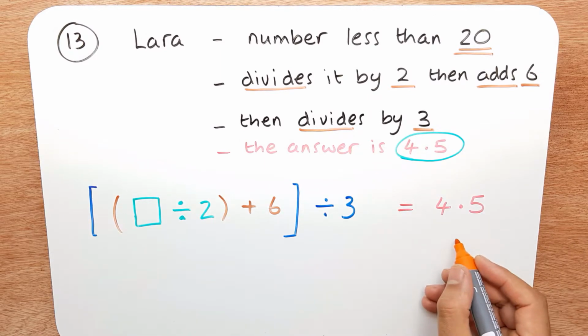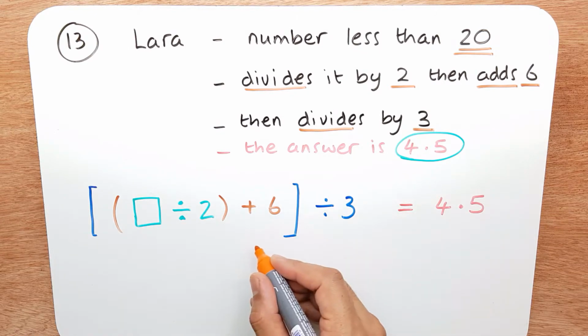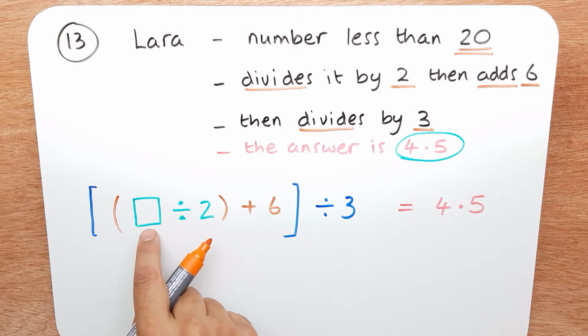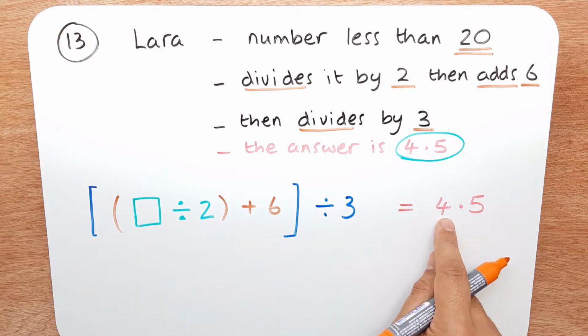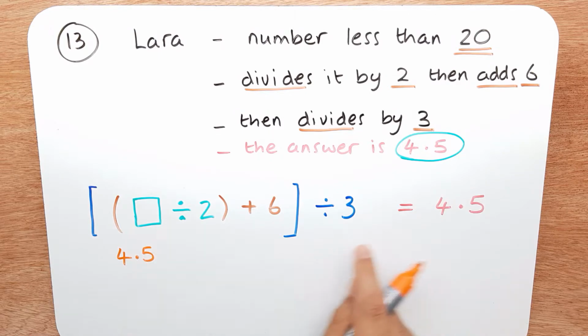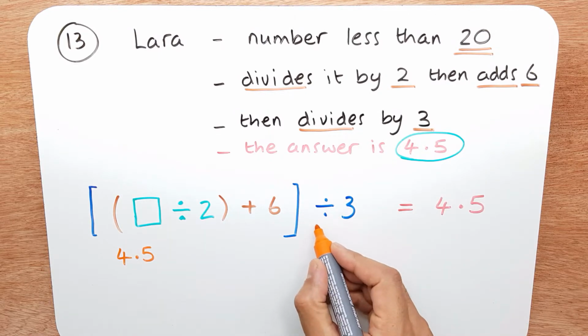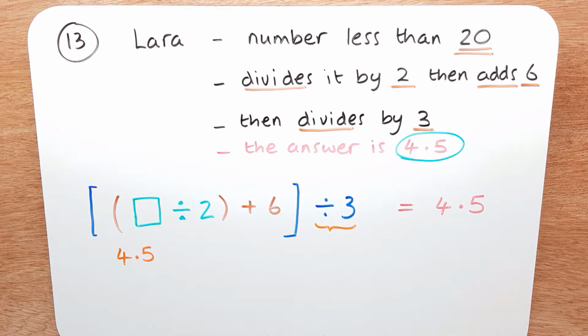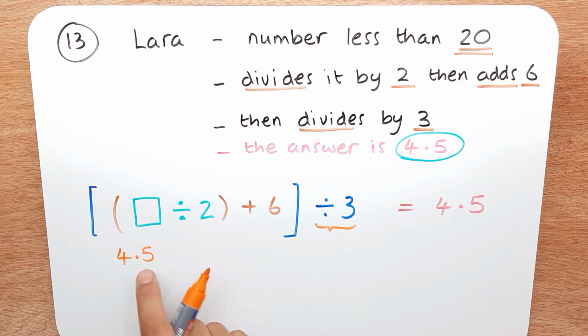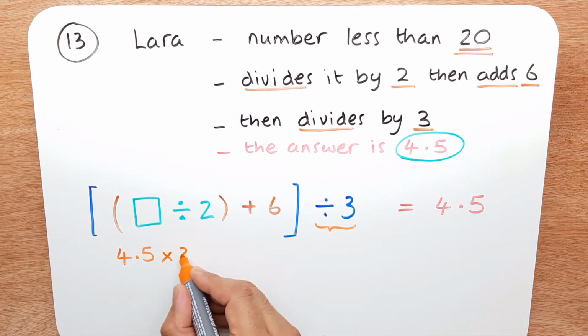Now what I need to do is go backwards. Undo all these operations to find out what this box is. So let's start with 4.5. And let's do the inverse of divide by 3. The opposite of a divide is a times. So I'll do 4.5 times 3.